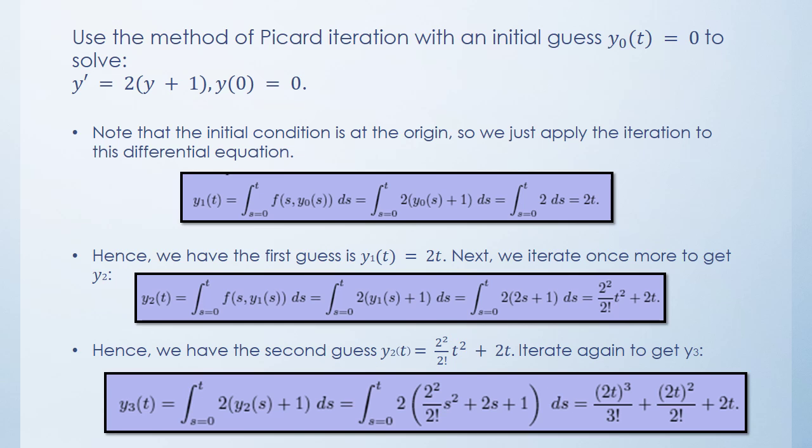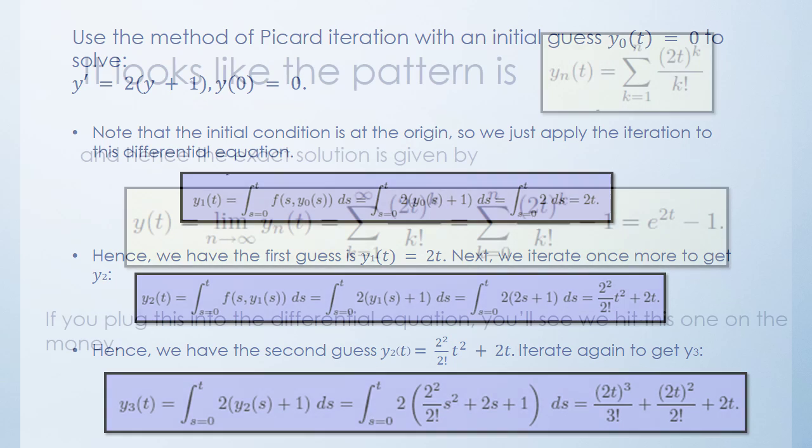The equation is given, hence we got y1 here. The value of y1 is equal to 2t by solving this. Then we will get more accuracy by another iteration, y2. The value of y2 comes out to be something like this: 2 squared upon 2 factorial multiplied by t squared plus 2t. Then we iterate it first time. We iterate until we do satisfy our answer.